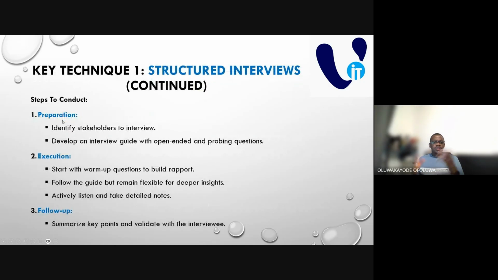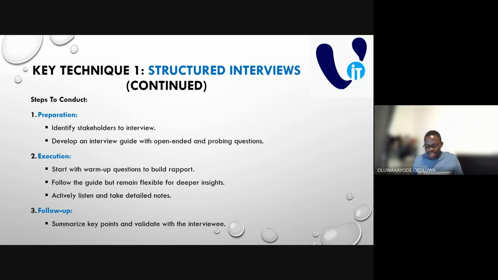What are the steps to conduct a structured interview? Number one, we have to prepare. In your preparation stage, you identify the stakeholders that you're going to invite to the interview, the stakeholders that you want to interview. This is where stakeholder mapping comes into play, so that you know who and who to talk to. Number two, in your preparation stage, you want to develop an interview guide with open-ended and probing questions.